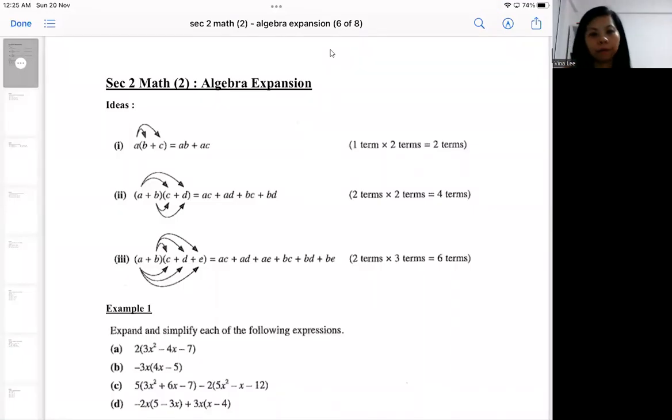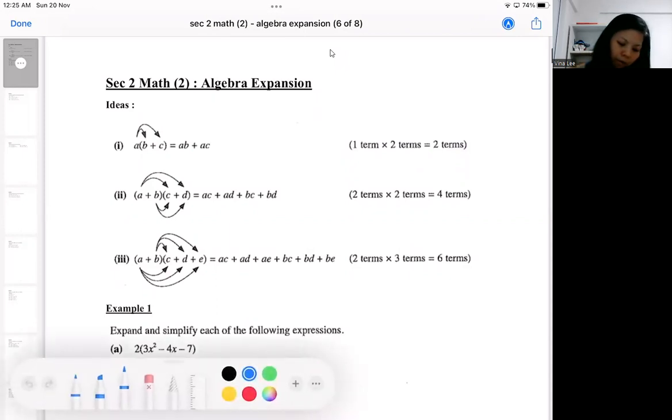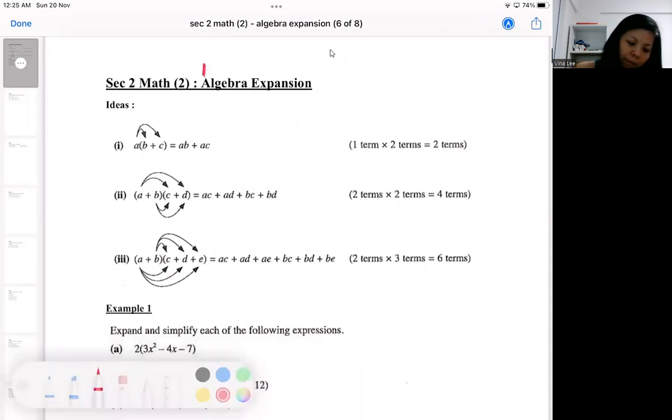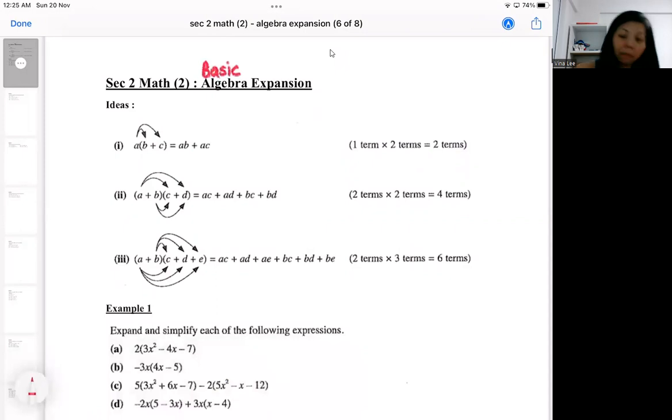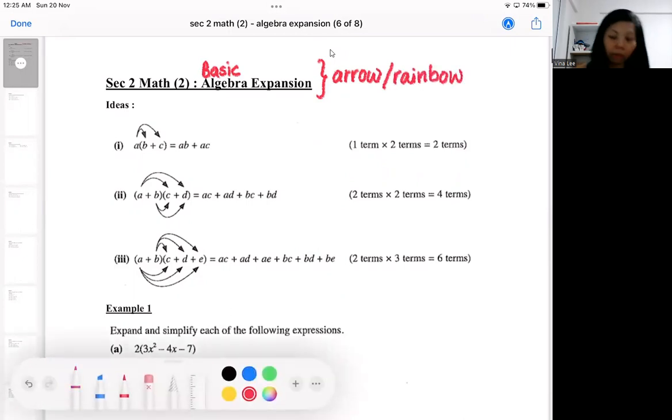For this part of the algebra expansion, I'm just introducing you to the idea of basic algebra expansion that you're going to learn in Set 2. So this is the basic method, and sometimes we'll call it the arrow method, or sometimes the rainbow method, whichever you might hear when your teacher refers to it.